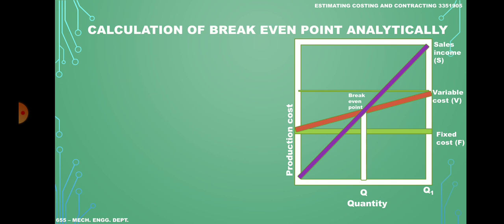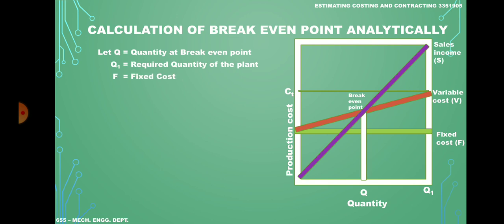Here we also represent a total cost line. The total cost line represents fixed cost plus variable cost. So to find out the break-even point analytically, what do we require? First we require the break-even quantity, or quantity at break-even point, Q. Q1 is the required quantity of the plant. F is fixed cost. A is variable cost per unit. The cost consumed for manufacturing one unit of a product is known as variable cost per unit.